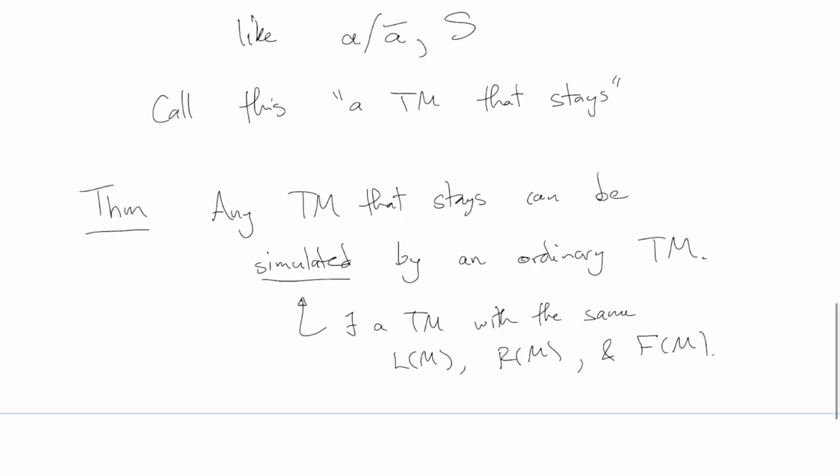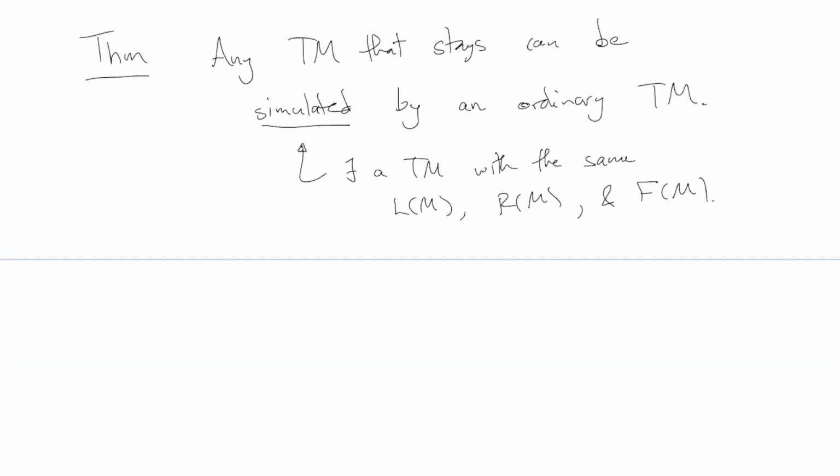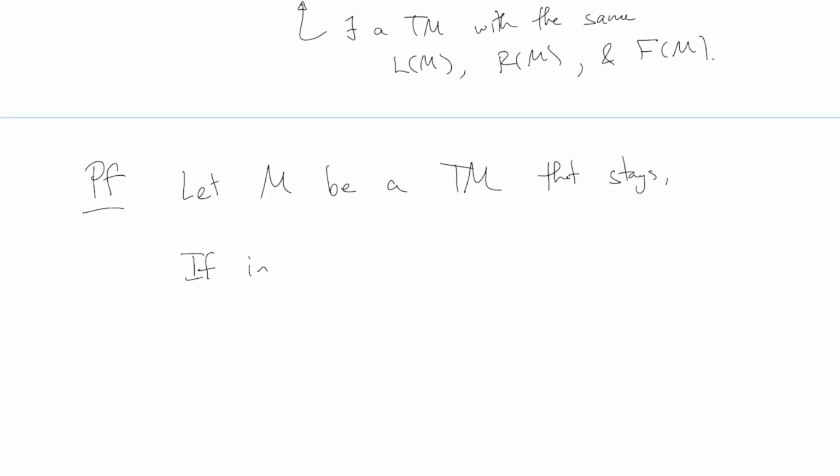All right? So here's how we would demonstrate that. Any Turing machine that stays can be simulated by an ordinary Turing machine. This is not a big idea, so just to set it up here, I'm going to say let M be a Turing machine that stays. And I'm going to try to be very specific about how we could create another ordinary Turing machine that doesn't stay, that has the same capabilities. So I'm going to say something like that. If in M we see an arrow that looks like this, let's say state A goes, I'll say X, Y, S to state B.